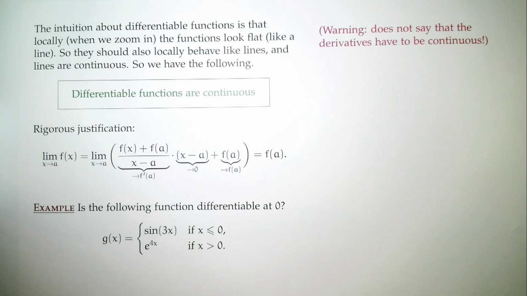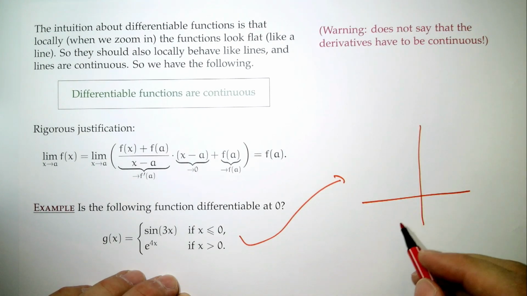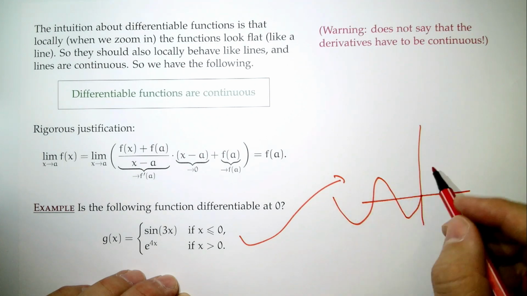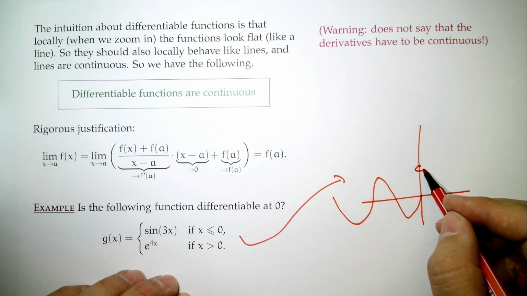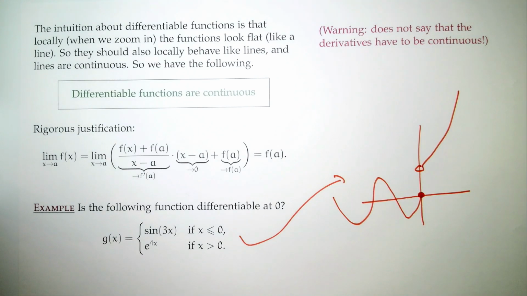And so you can ask the following question. Really quickly, we can answer this one. Is the following function differentiable? I'm going to sketch it for you. Sine of 3x does this. e to the 4x does that. Is it differentiable at 0? No, because it's not continuous. If you're not continuous, you're automatically not differentiable. All right, that's it for today.